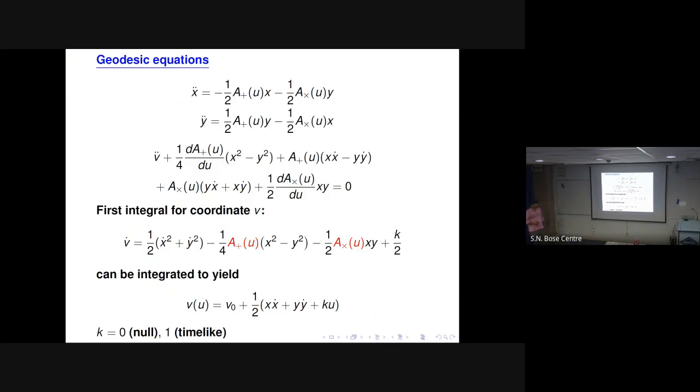Okay. So these are the geodesic equations along x, y, v, and u is the affine parameter, so y double dot is v. So if you solve a bit analytically, you can find that this v is dependent on x and y. So once you get analytical solutions of this x and y, you can get a solution. And this k is a constant, which is 0 for null geodesics and 1 for timelike.